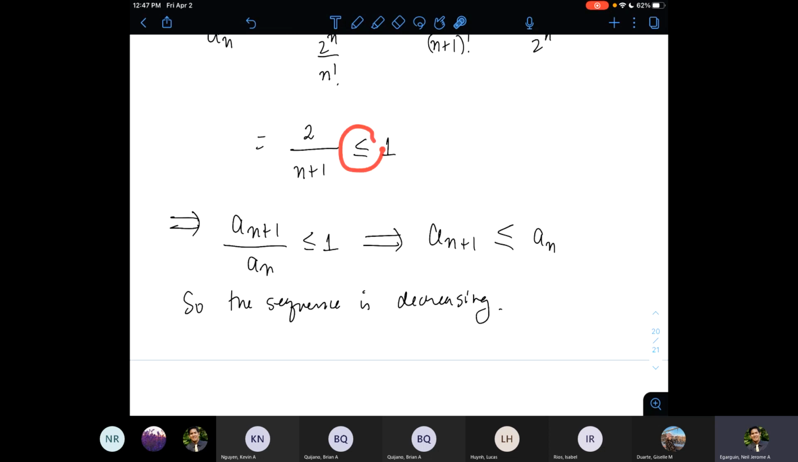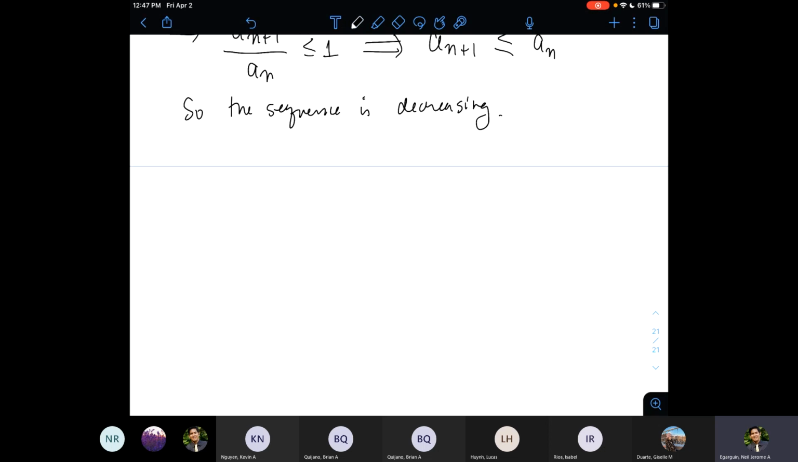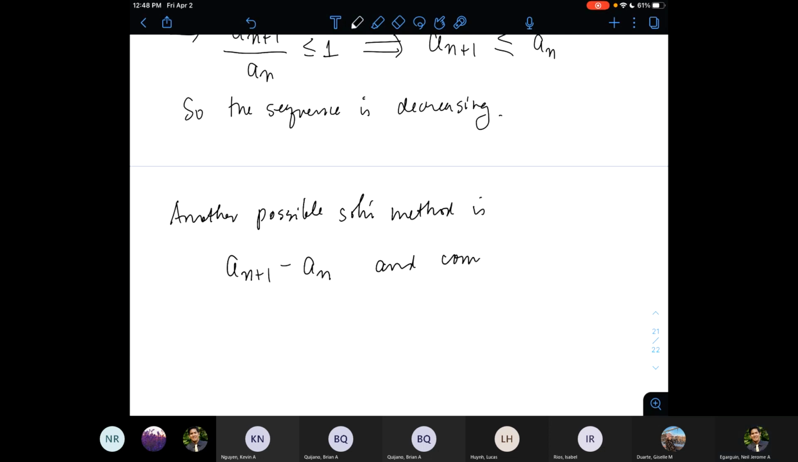But if you are able to find one single inequality that relates these two for any value of n, then you're good. It's monotonic. It's increasing or decreasing. Or another possible solution method is to look at a sub n plus 1 minus a sub n and compare it to 0.